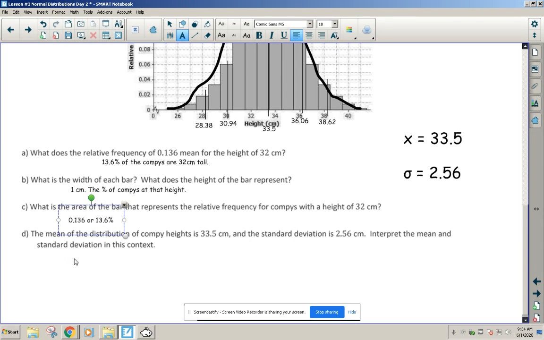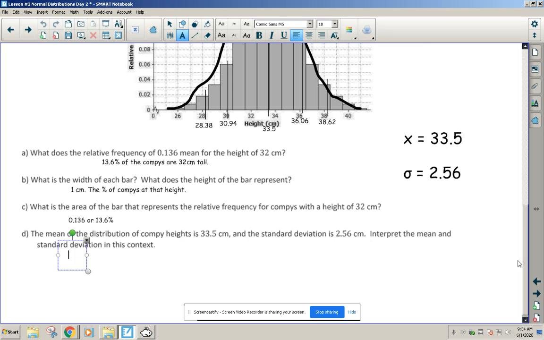And the mean of the distribution of the copy height is 33.5. The standard deviation is 2.56, which we found. Interpret the mean and standard deviation in context. Now, this is something that is asked quite often on the Regents level, is to put it in context, meaning, do you understand what these numbers mean?